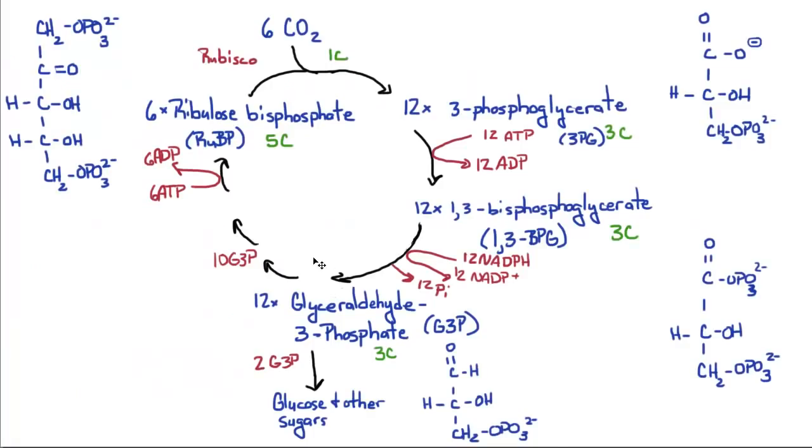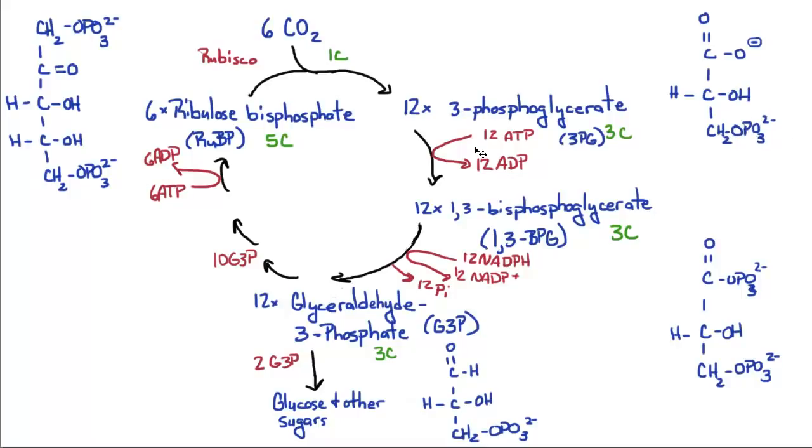Alright, so here's how the cycle works. You've got your 6 carbon dioxide, which is a 1 carbon molecule, and you've got your 6 ribulose bisphosphate, or RuBP molecules, which are 5 carbon molecules. Rubisco is going to combine these two to make 12 3-phosphoglycerates. You can see here the structure is just a 3-carbon molecule with a phosphate on the 3rd carbon.